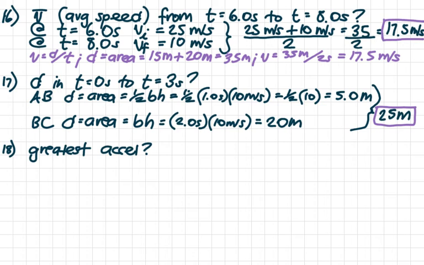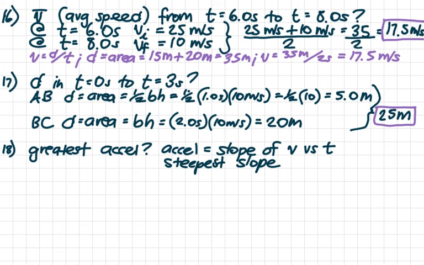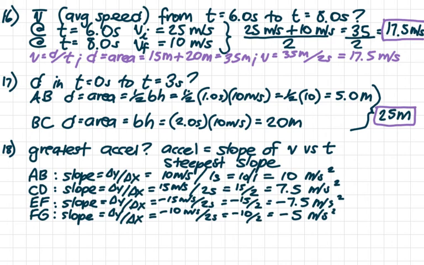And so 18 asks, where's the greatest acceleration? Of course, we know from a v versus t graph that the acceleration is the slope. If the acceleration is the slope, we look for the section that has the greatest slope, meaning the steepest slope. You can see that 3 to 5 seconds has a pretty good slope there. That rise over run would be 15 over 2, that's 7.5. But AB is a little bit steeper with a rise over run of 10 over 1. I worked out all the slopes, but we can see that AB is the steepest at 10 meters per second squared. So that would be AB for 18.